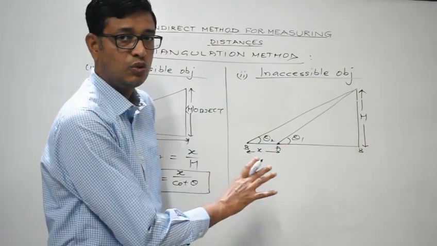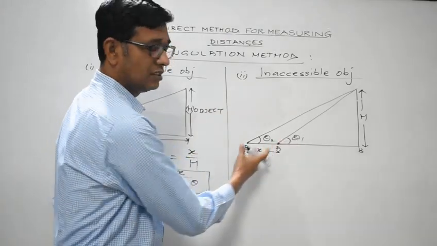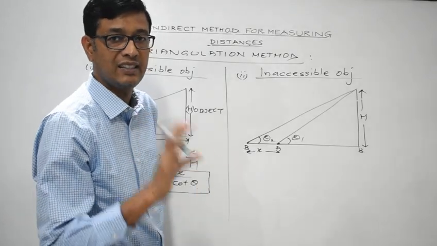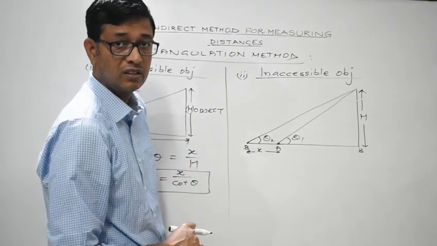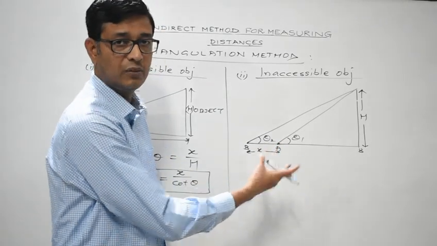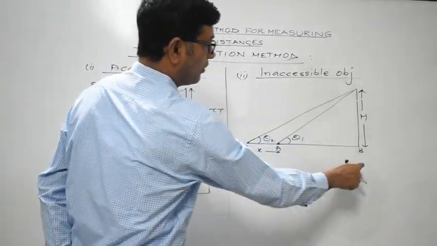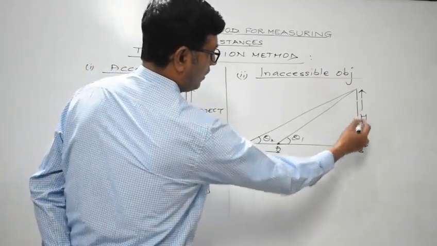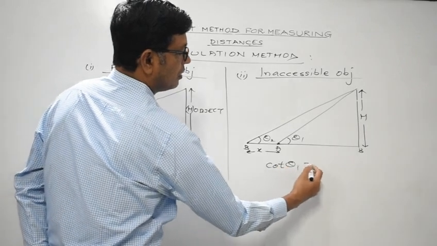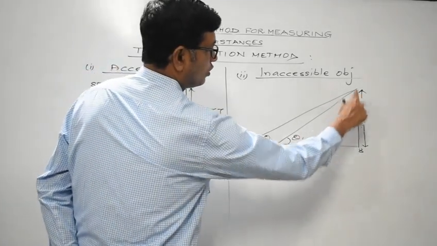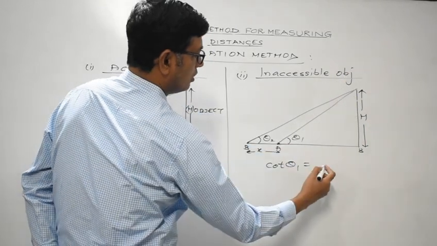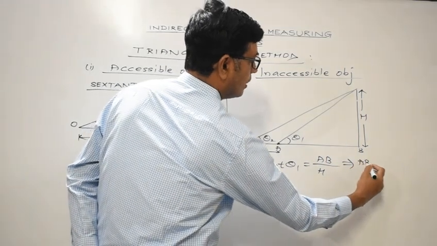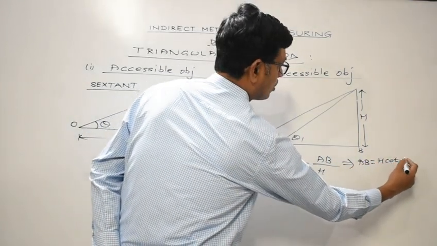So theta 1 and theta 2 are known ones. That is, the values of theta 1 and theta 2 can be experimentally determined by using the instrument known as a sextant, right? x is also known to us. These are the two observation points, and the distance between them can be easily found. So h is to be found using the values of x, theta 1 and theta 2. Now let's consider cot theta 1. It is base over perpendicular, so it is AB divided by h. That is, AB may be written as h cot theta 1.